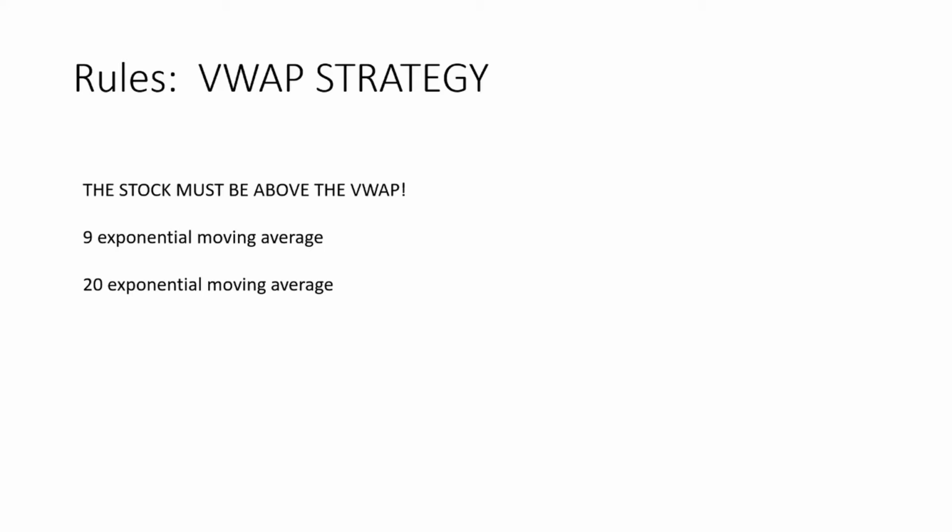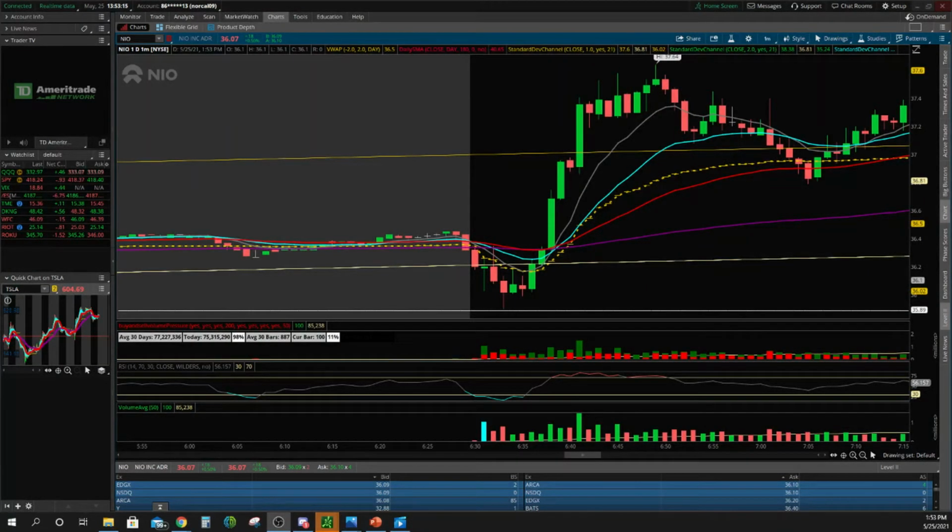Now, the rules for this to work is it must be above the 9 EMA, and it also must be above the 20 EMA. Those are resistance levels, and if it's not above those levels in those areas, traders will not think that's very bullish, and they will continue to sell off or stay below those EMAs.